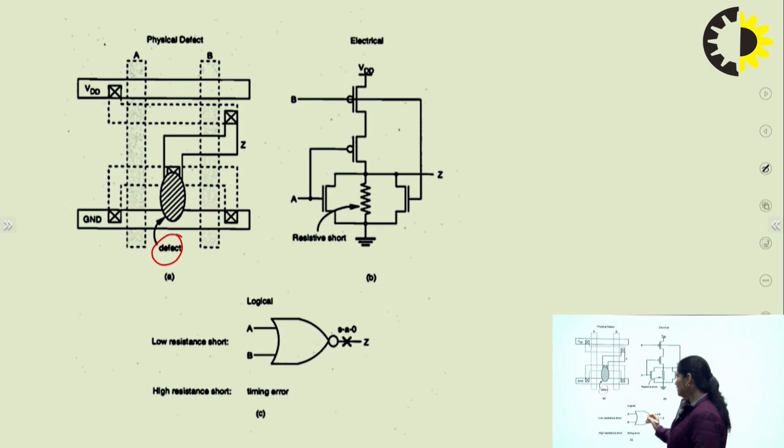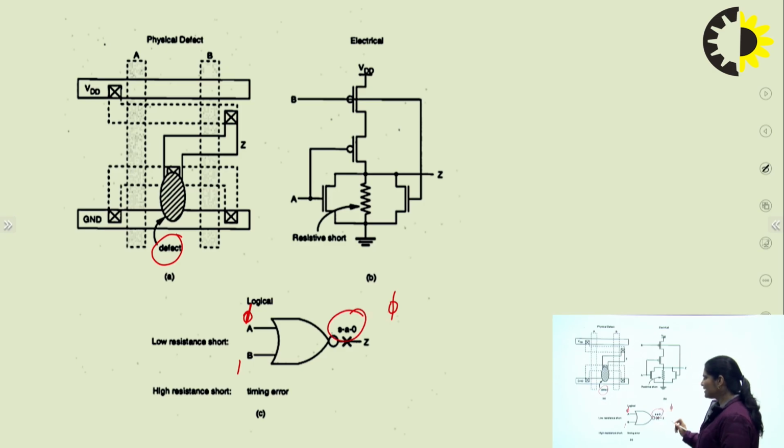Now, here your output should be 1. If this is 0, this is 1. So, this is an OR gate. Your output should be 0 or let it be here. This is 1. So, 1 plus 1 is 1, but it is stuck at 0. So, you are getting 0 here. So, there is an error in the output of this logic gate.